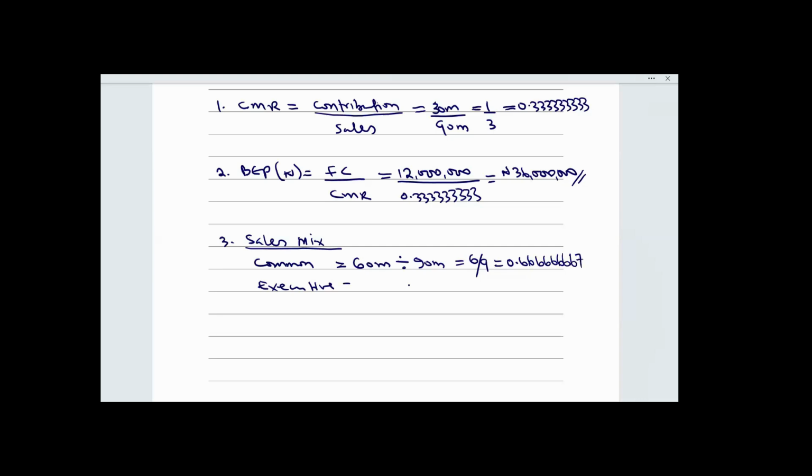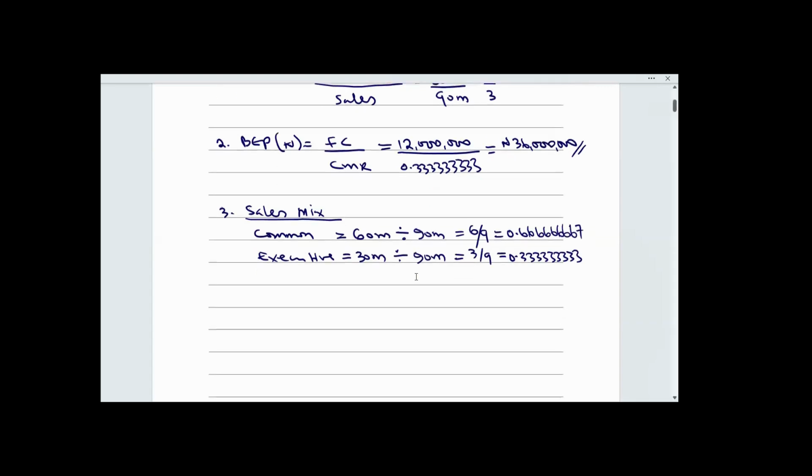Then again for executive, revenue for executive is 30 million. The total revenue for the company as a whole is 90 million. So this is 3 divided by 9. Of course, it's the same thing as 1/3. So this will be 0.3333. All right, when you add up, it must be equal to 1.